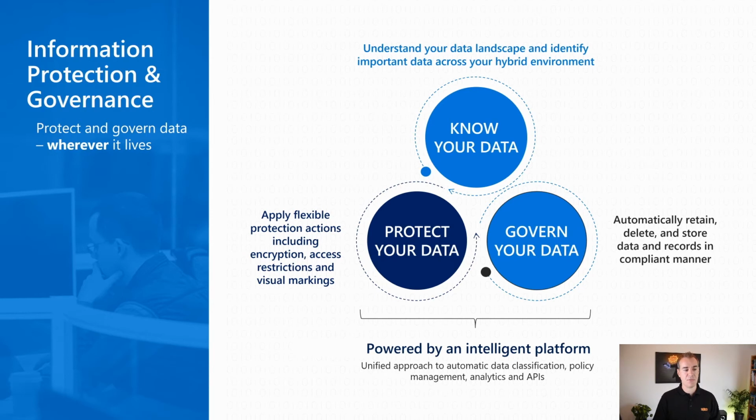So information protection and governance means protecting government data wherever it lives. By understanding the data landscape and identifying important data across your hybrid environment, you can protect it too. So these flexible protection actions like encryption, access restrictions, and visual markings, so like knowing that it's an important item, automatically retain, delete, and store important data in a compliant manner. All of this is powered by an intelligent platform. So it's a unified approach to automatic data classification, policy management, analytics, and APIs.